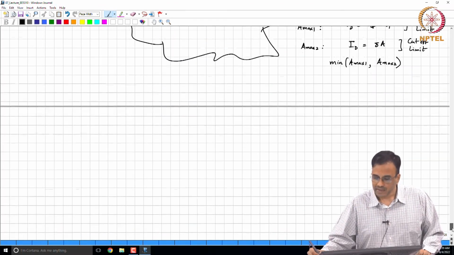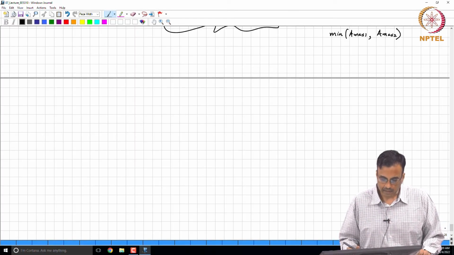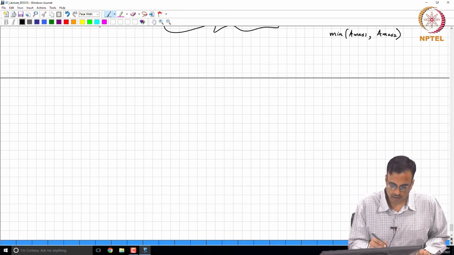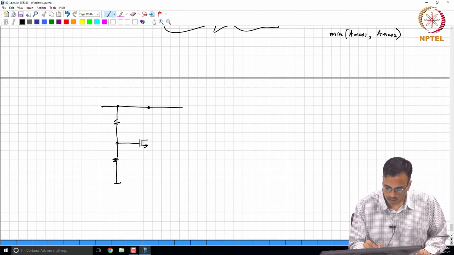Having seen that, the next thing that I would like to draw your attention to is the following. What we have is a working common source amplifier. There is no two ways about it.